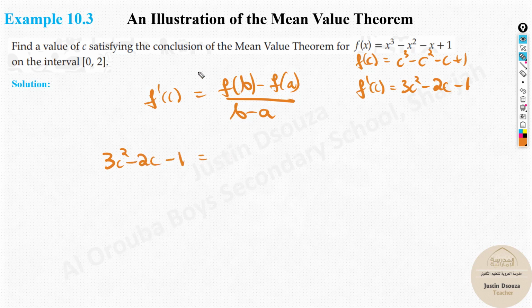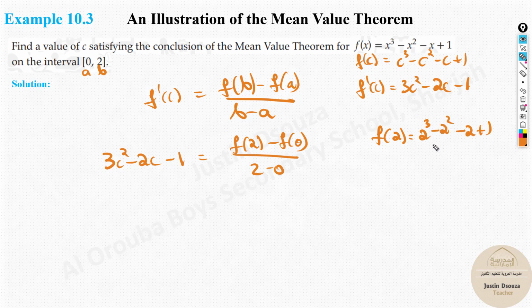That is equal to, now we have f of b. This is a, this is b. That means this is basically f of 2 minus f of 0, divided by 2 minus 0. Now what is f of 2? Instead of x we put 2 cubed minus 2 squared minus 2 plus 1. This would be 8 minus 4 minus 2 plus 1. It would be minus 6. 2 plus 1 is 3.